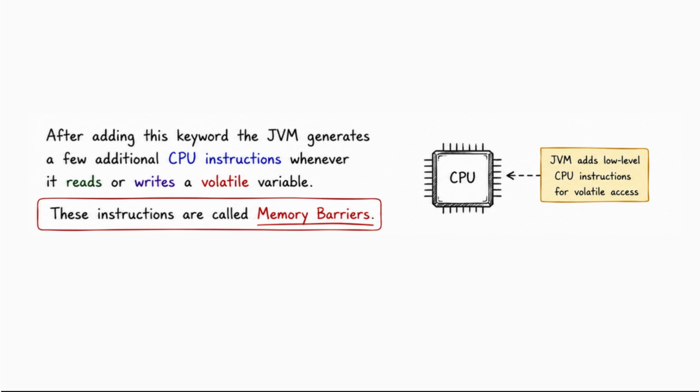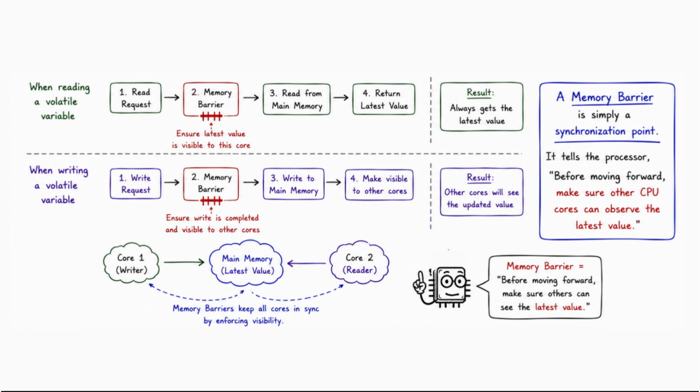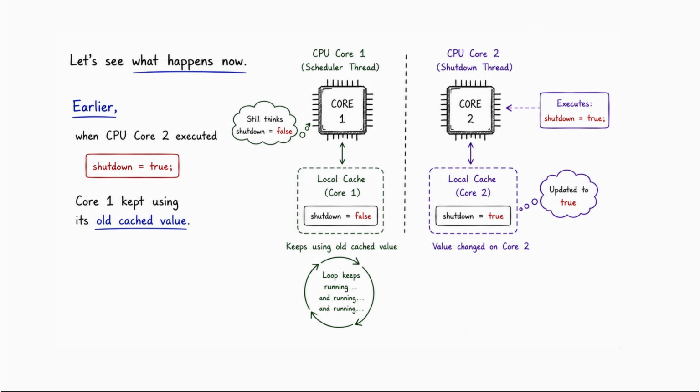After adding this keyword, the JVM generates a few additional CPU instructions whenever it reads or writes a volatile variable. These instructions are called memory barriers. A memory barrier is simply a synchronization point. It tells the processor, before moving forward, make sure the CPU cores can observe the latest value. Let's see what happens after adding the volatile keyword. Earlier, when CPU core 2 executed, it updated the value of the shutdown flag to true. Core 1 kept using its old cache value.